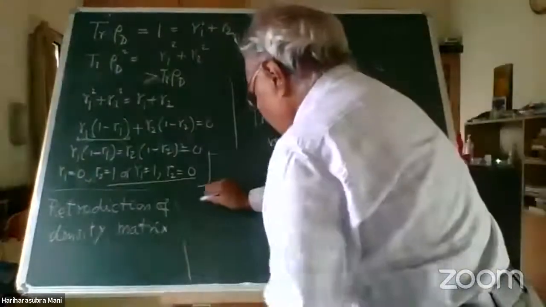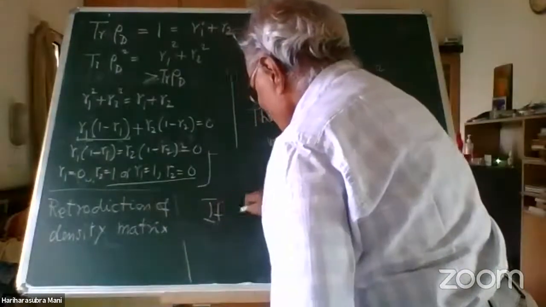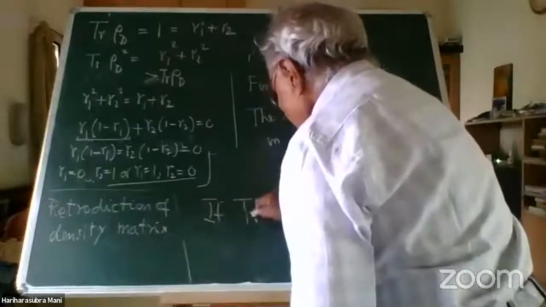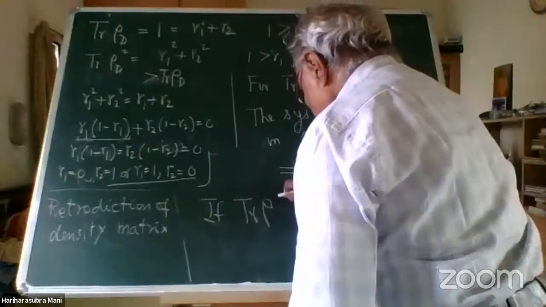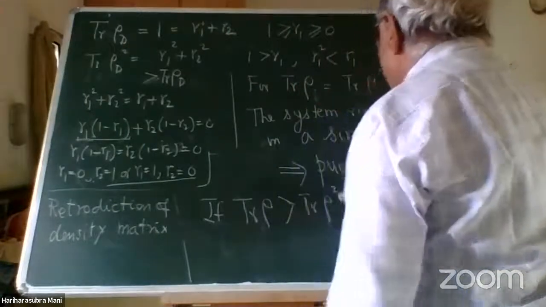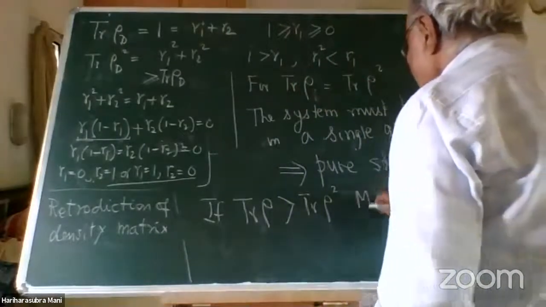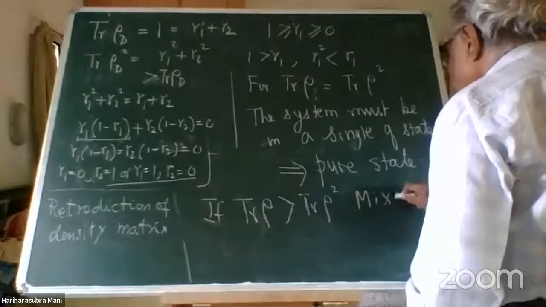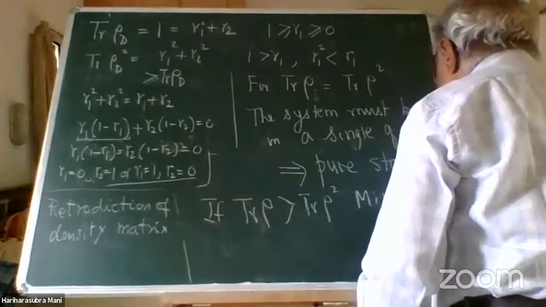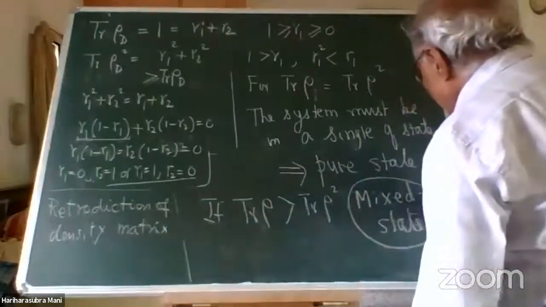If trace rho is greater than trace rho squared, then it is called a mixed state. It is not expressed as a pure state.